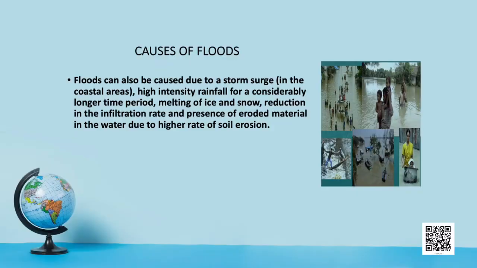Floods can also be caused by storm surge, which we have discussed in cyclones, particularly in the coastal areas. Other causes include high intensity of rainfall for a considerably longer period of time, melting of ice and snow, reduction in the infiltration rate, and presence of eroded material in the water due to a higher rate of soil erosion. Why does soil erosion take place? Because of deforestation. Why does deforestation take place? Because of human activities. Why do infiltration rates go slow? Because of human activities. So, we cannot say that floods are occurring by nature.